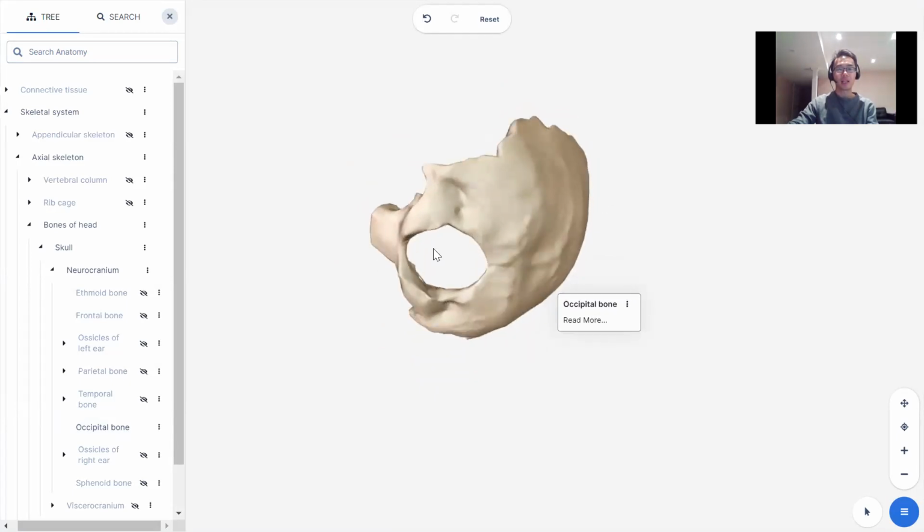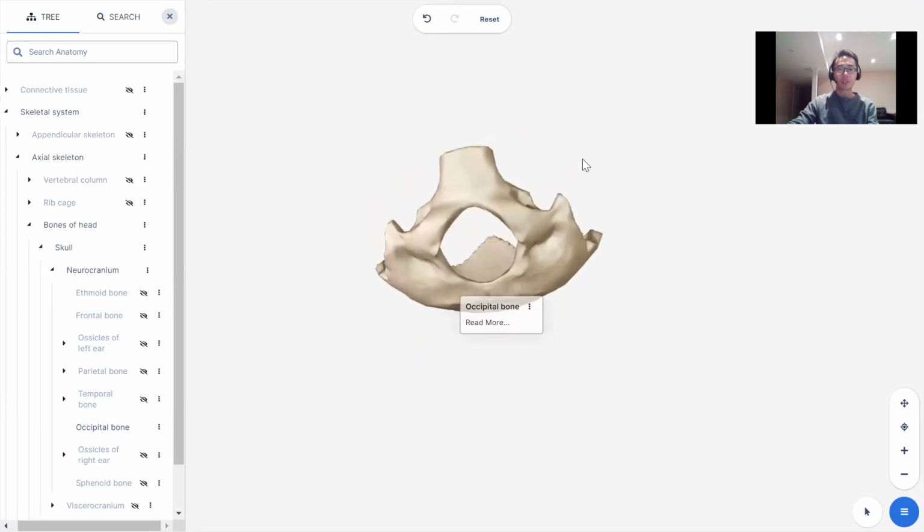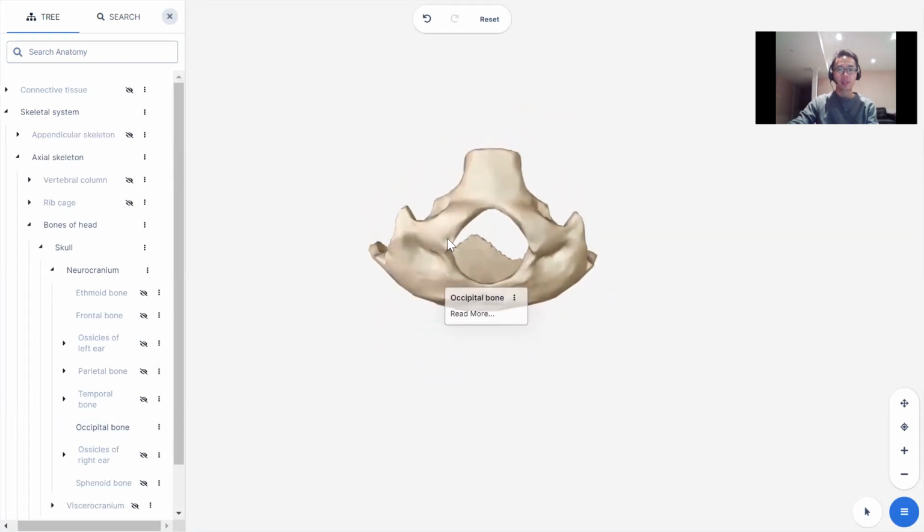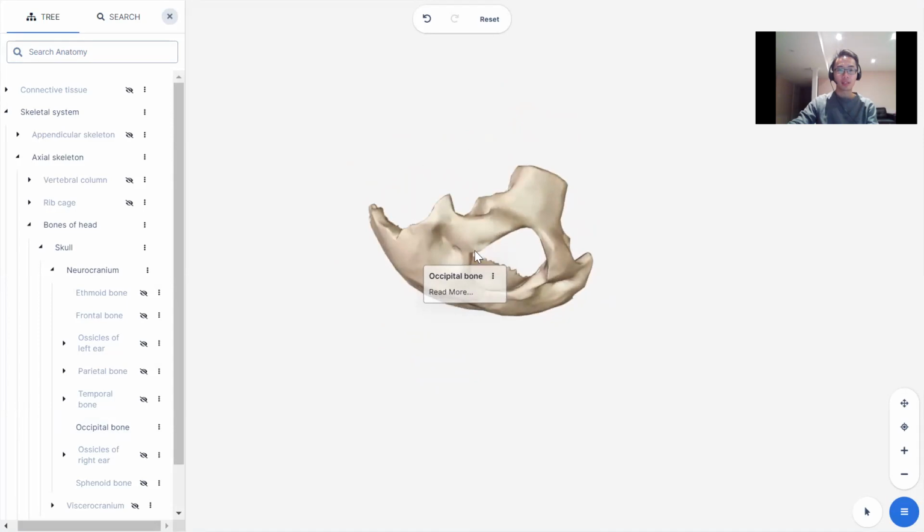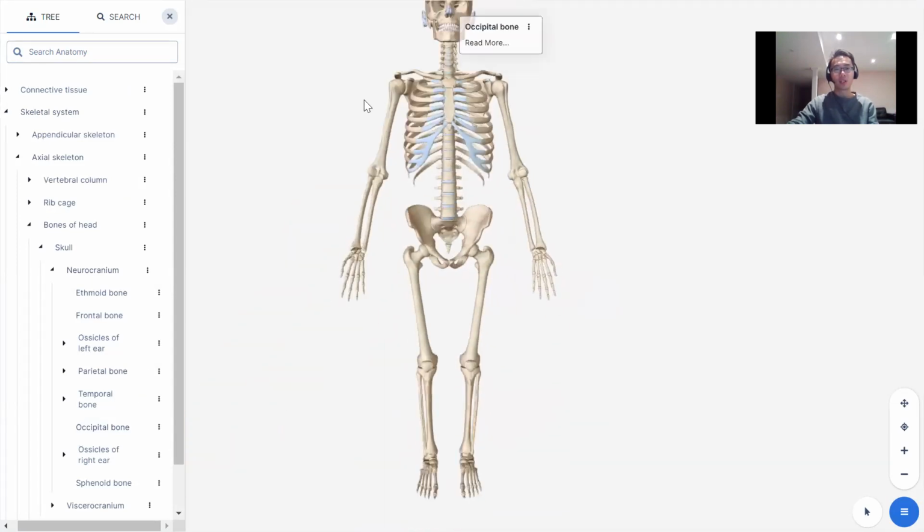M-A-G-N-U-M. Now on the lateral side of the foramen magnum, you can see there are two little knobs here. There is a kind of semicircle knob like that. Those are called the occipital condyle. All these are in your PowerPoints, by the way. And that is going to form an articulation with your C1.